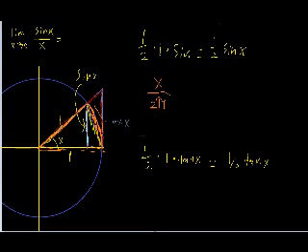Now, the area of a whole circle is pi times the radius squared, correct? Pi times the radius squared. But since it's a unit circle, the radius equals 1, then the area is just pi. So that's x over 2 pi times pi, and the pi's cancel, leaving us with x over 2.